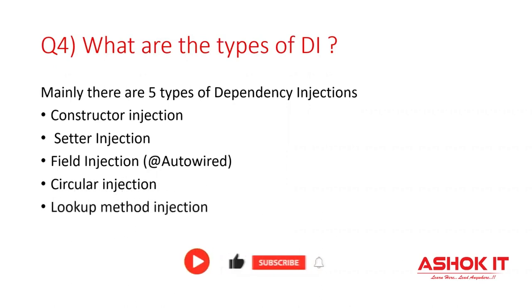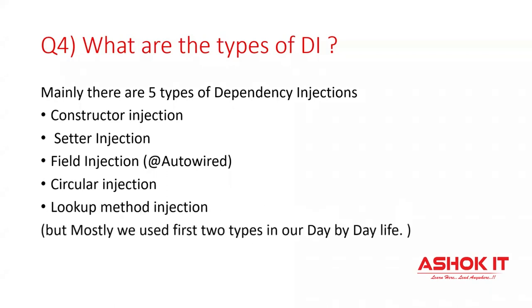Lookup method injection. This is also a special case. This actually occurs in the case of scopes mechanism. If two objects are connected, and the first class's scope is singleton, and the second one is prototype scope, then we are going to use this mechanism, lookup method injection. But mostly constructor and setter injections are only used in real time.